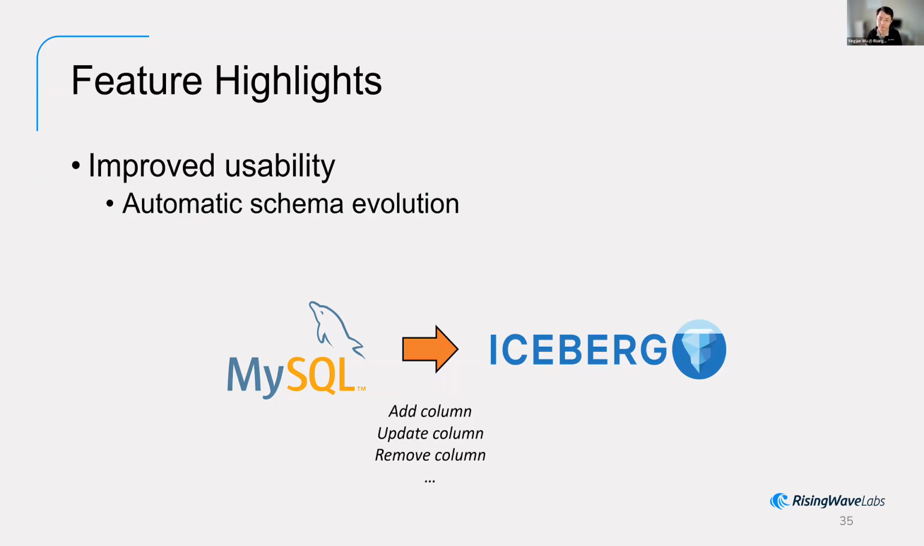That's why we introduced the automatic schema evolution strategy for this kind of users. Let's say that if you have a Postgres or a MySQL and you change a column, add a column, update a column, or remove a column, RisingWave can listen to these upstream systems and propagate these changes to the downstream system after data transformation.